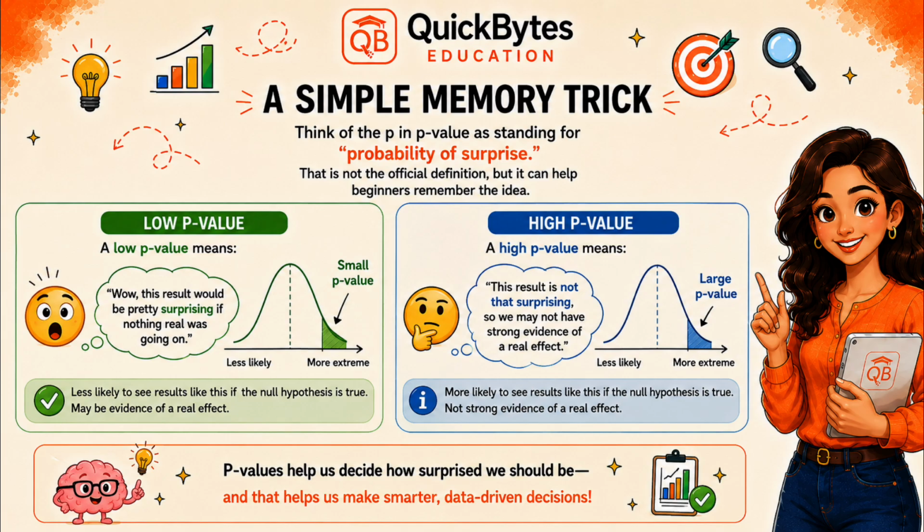Here is a simple memory trick. Think of the P in p-value as standing for probability of surprise. That is not the official definition, but it can help beginners remember the idea. A low p-value means, wow, this result would be pretty surprising if nothing real was going on. A high p-value means, this result is not that surprising, so we may not have strong evidence of a real effect.